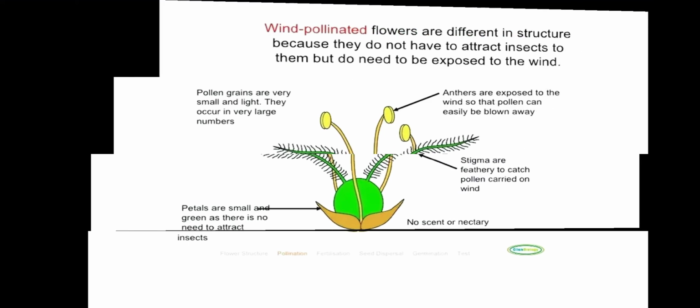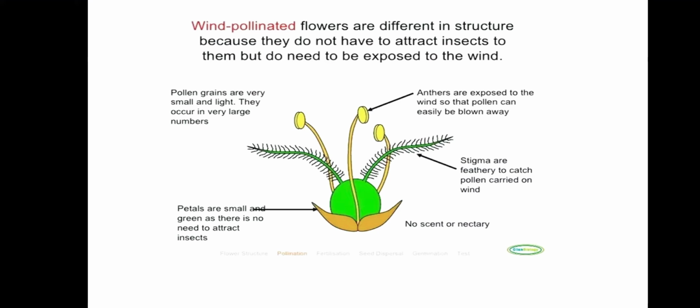Now class, today we'll be learning about agents of pollination in detail. So first we are going to start with wind pollination. Wind pollinated flowers are different in structure because they do not have to attract insects to them, but do need to be exposed to the wind.